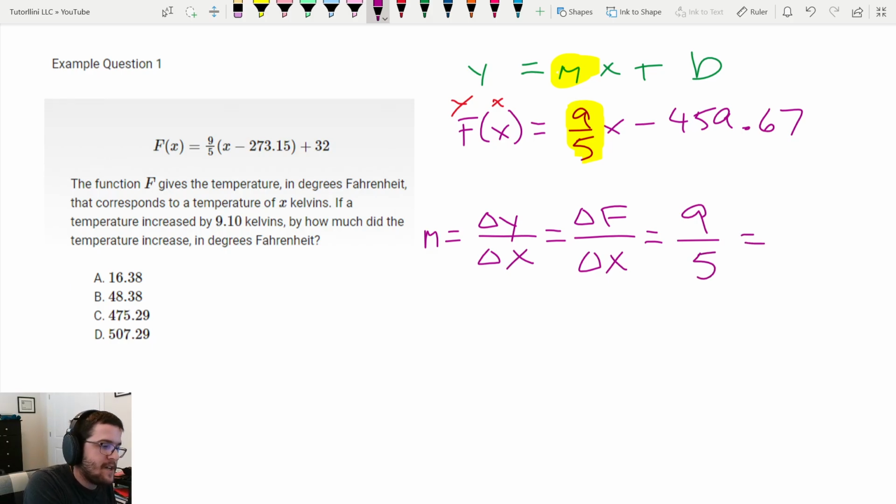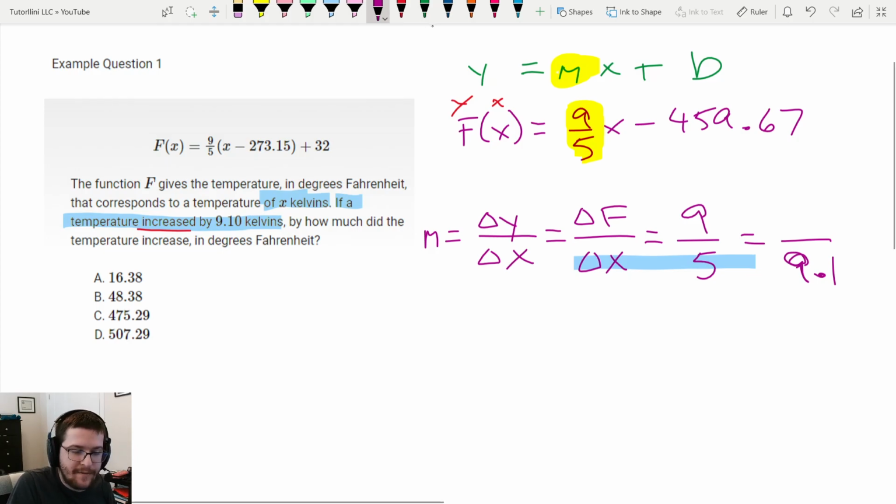So now it tells us if a temperature increased by 9.1 kelvins and x is the temperature in kelvins. So that tells us, because it's an increase, it's a delta x of positive 9.1. So down here, I'm going to put positive 9.1 because x is the kelvins and because it's an increase. If it said decrease, we would put negative 9.1.